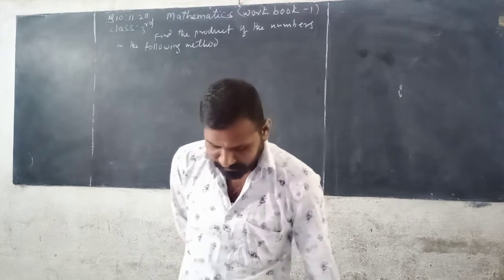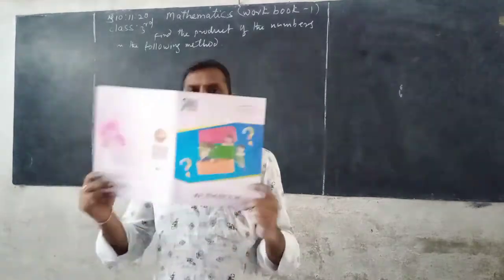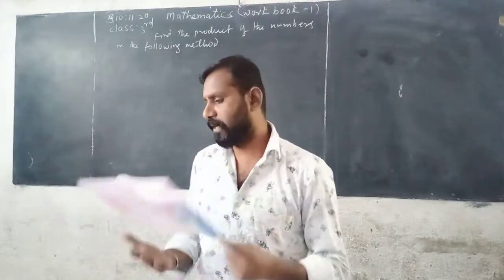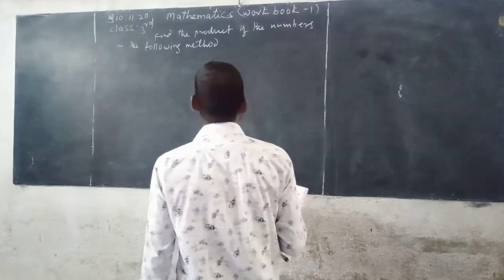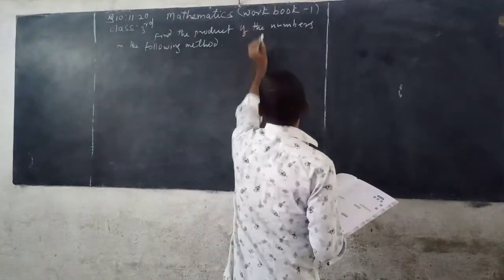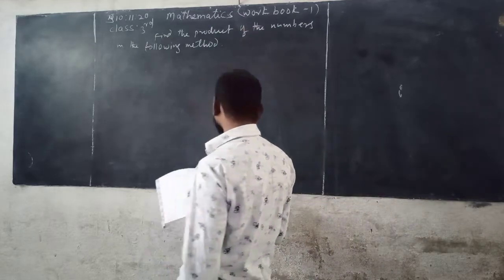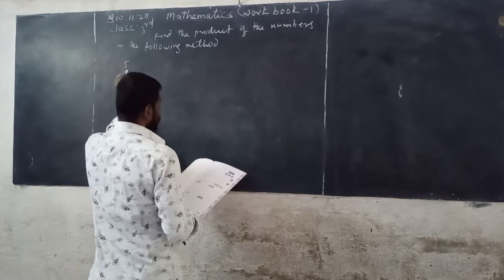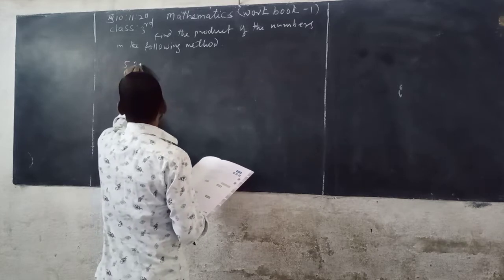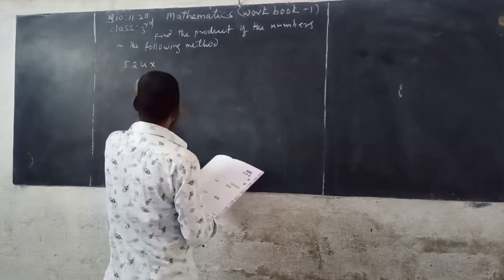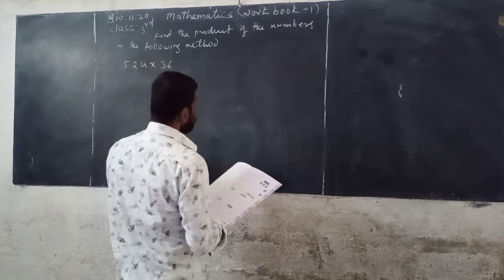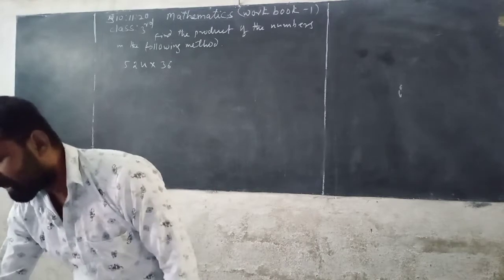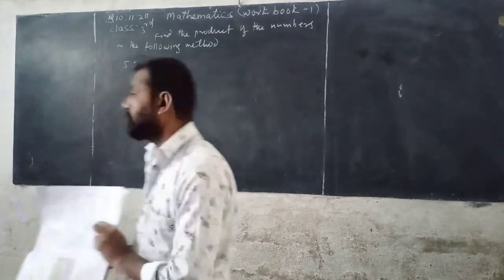See here from your workbook, page number 33. Everybody open. Find the product of the numbers in the following method. 524 into 36. So, what is this method? This method is called the lattice multiplication method.